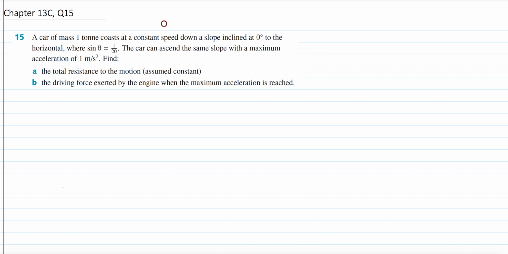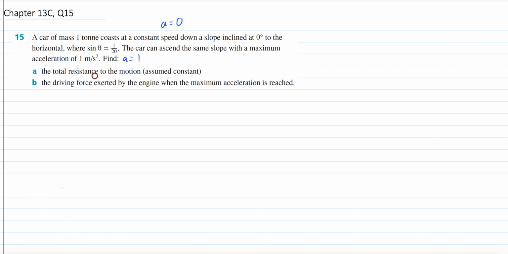So first, they're telling you it's coasting down at constant speed, meaning acceleration is 0. But then they're saying the car can also, if it chooses to, go up the plane, so ascend the slope with an acceleration of 1 meters per second square. So it's talking about two different scenarios here. When the car is going down at constant speed, acceleration is 0, or when the car is going up the slope, okay, with an acceleration of 1 meters per second square.